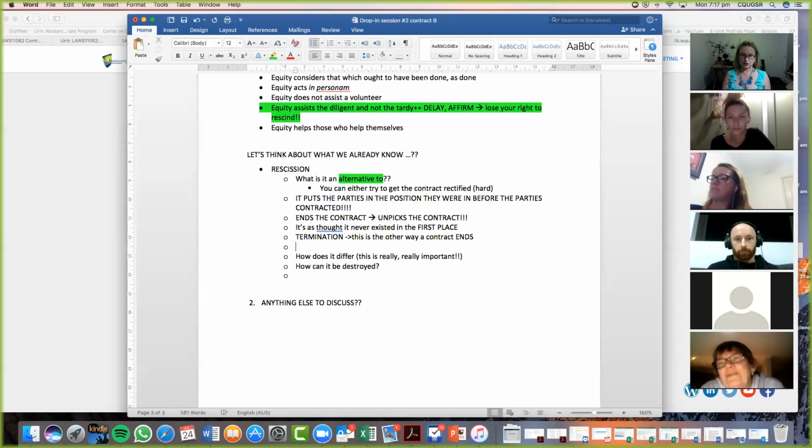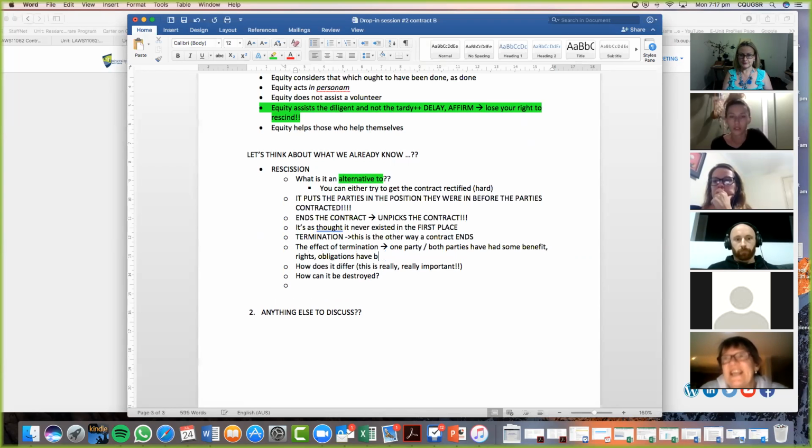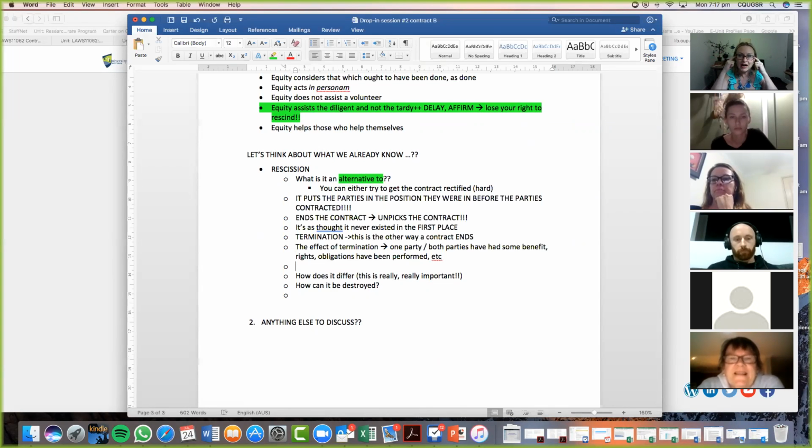The effect of termination is that one party has had a benefit from that contract and the other one gives up the consideration. It doesn't make the full consideration of the contract. Whereas if you rescind a contract, the contract is as if it has never been. So there's no consideration given, there's none offered. Exactly. So this is the way I want you to contrast these two concepts in your brain.